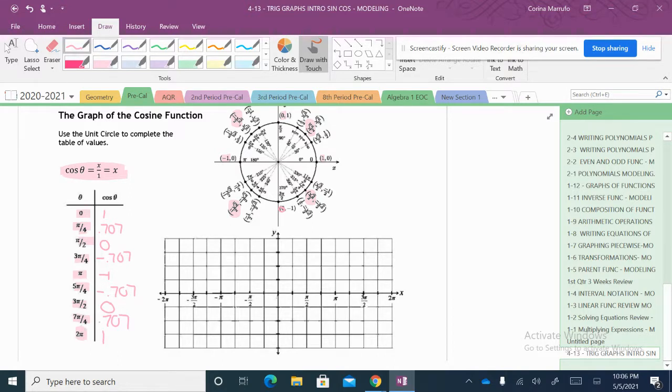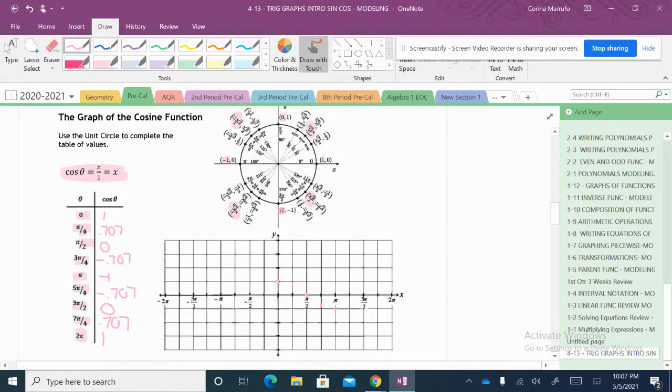Okay, so I'm going to go ahead and graph that. At 0, we have 1. At pi over 4, we have 0.7. At pi over 2, it's 0. At 3 pi over 4, it is negative 0.7. At pi, it is negative 1.